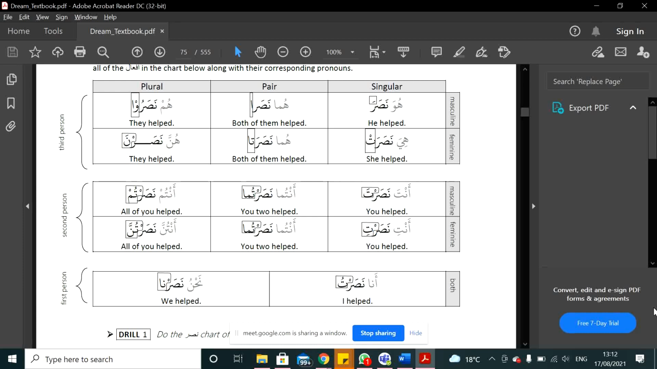Sister Hodma, you with us? Oh, yes. Please read the chart for us.